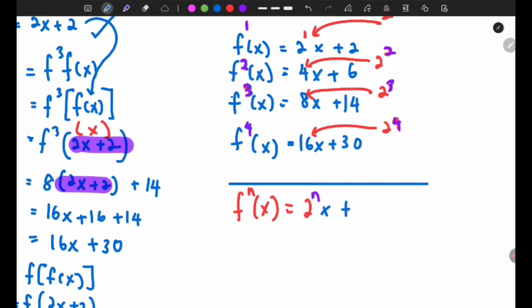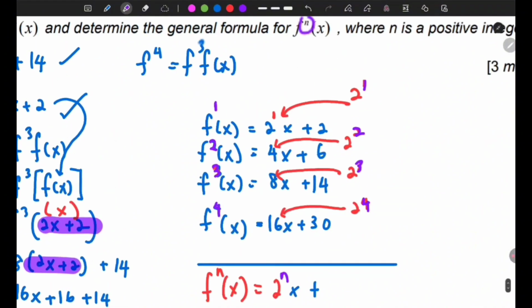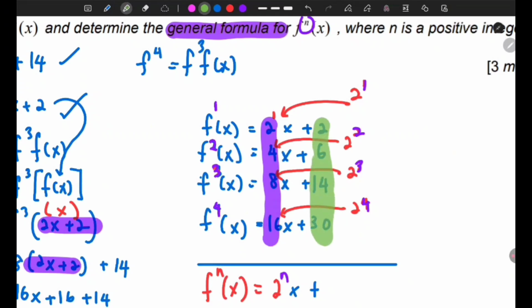So here, this second part you have to generate, because they say generate a formula, so you have to generate it by your own self. This part is quite clear, you can see it's from the power of 2: 2, 4, 8, 16, correct or not? So that part is quite clear. This part is a bit confusing because you need to think from all the sides.